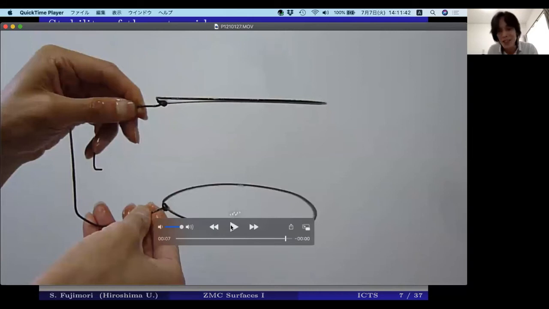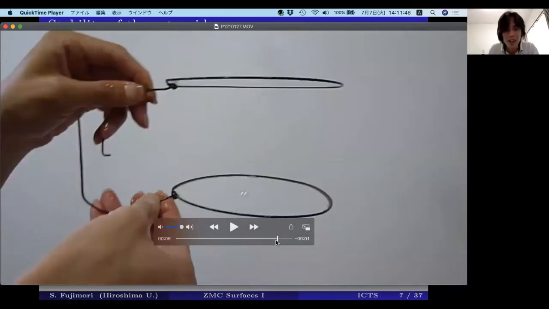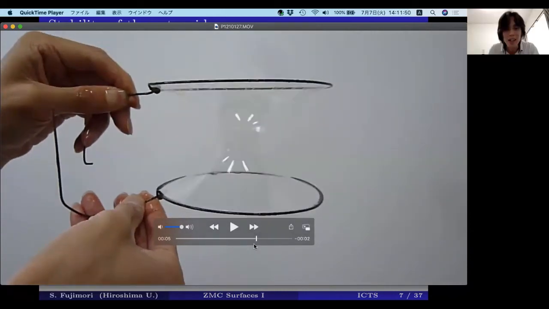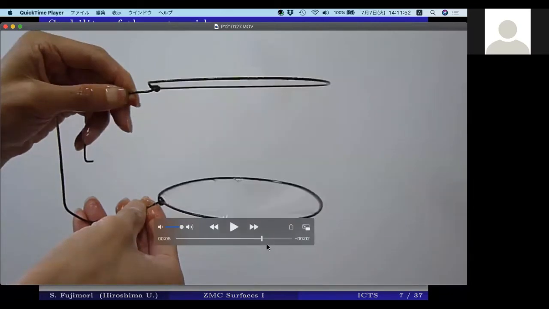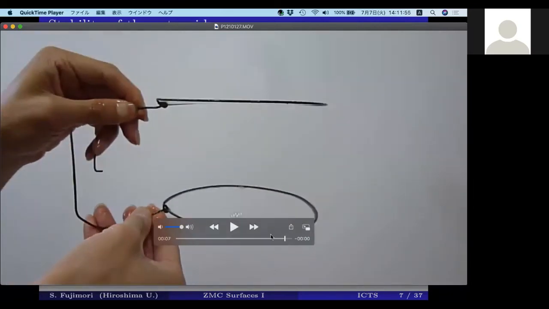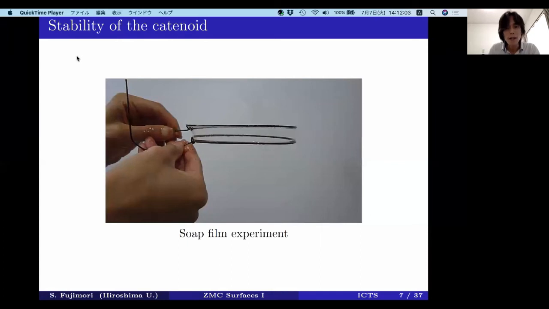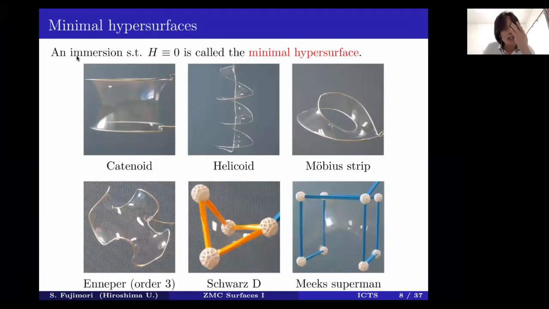Maybe physicists know. Yeah, they see it even in our soap film experiments in ICTS. They see it, and they have some explanation. Yeah, it's PDE stuff. Okay. I don't know. Thank you. So this is a soap film experiment for the stability of the catenoid. Okay, let's go back to the talk.